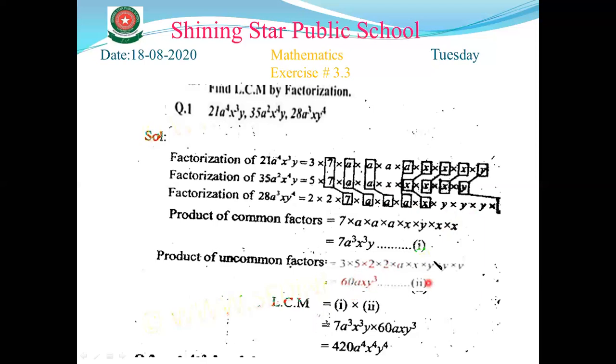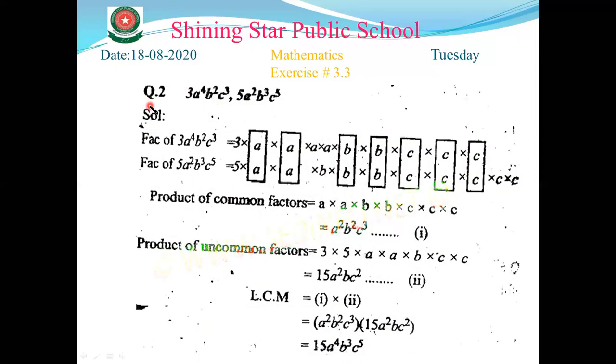LCM is 1 multiplied by 2, meaning the common factor multiplied by the uncommon factor. So you will get the LCM. 7 multiplied by 60 is 420. Here is a cube and here is a. We know that when we multiply 2 variables and the variables have the same base, we add the powers. So when we add the powers, 3 plus 1 is 4. Simple.